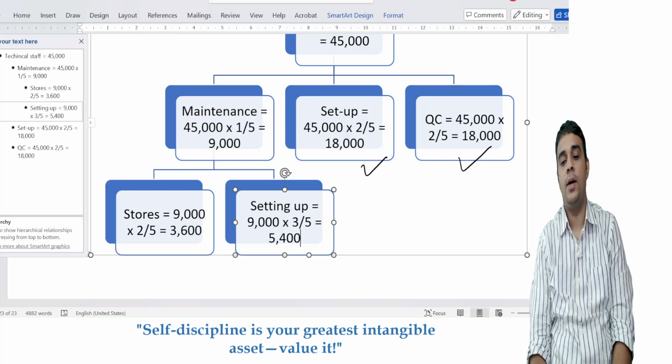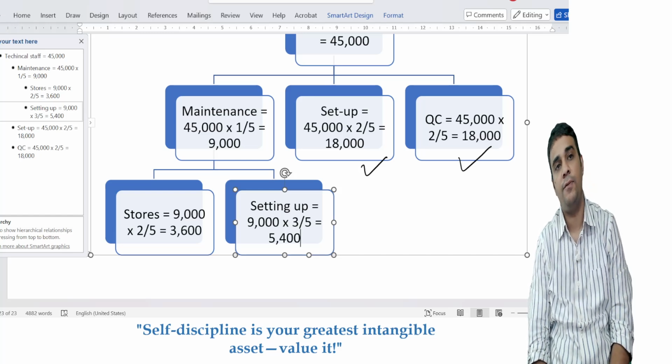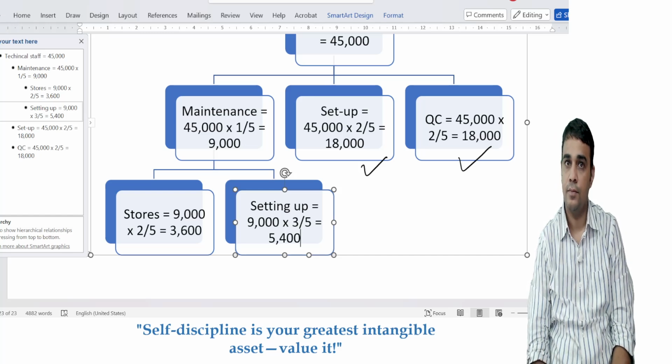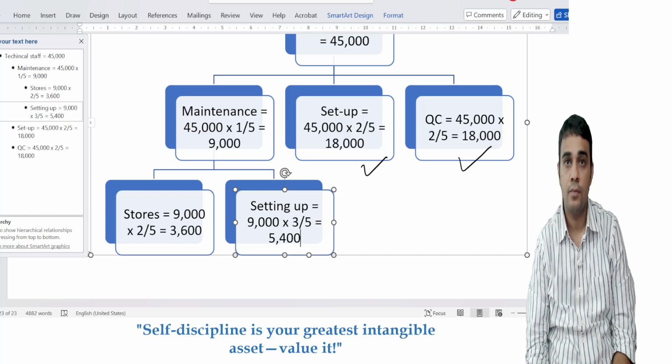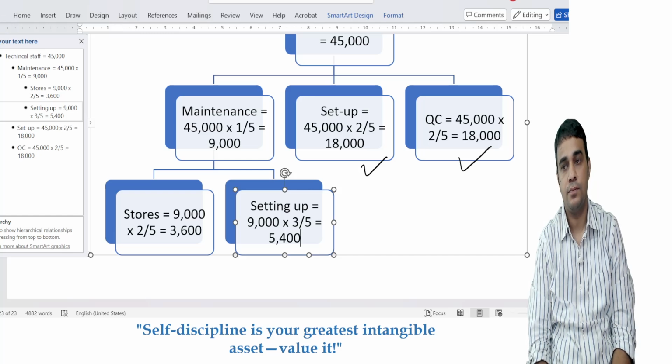Setting up and quality control 2 by 5, 2 by 5. Maintenance 1 by 5, further broken down as 2 by 5, 3 by 5. Any doubts on this? Clear?